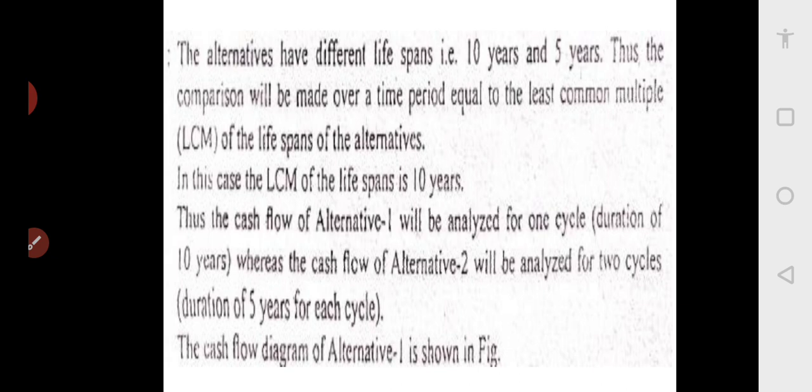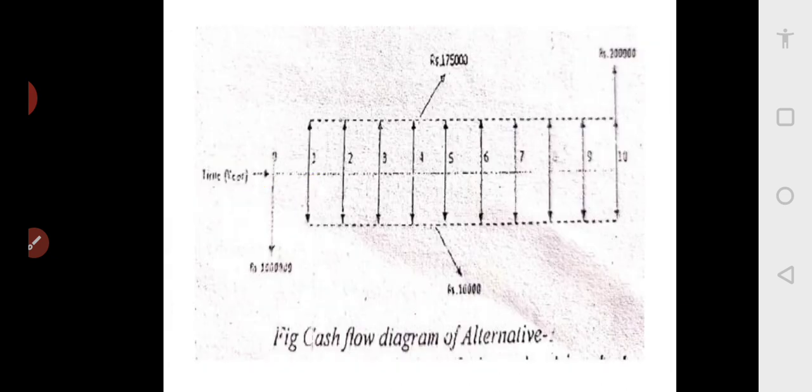So now let us see the cash flow diagram for alternative 1. On the left side there is time, from 0 to 10 years: 0, 1, 2, 3, 4, 5, 6, 7, 8, 9, 10. This horizontal line represents the 10 years. At year 0, I am spending 10 lakh rupees. This is the outflow, the expenditure, so I have shown it downward.